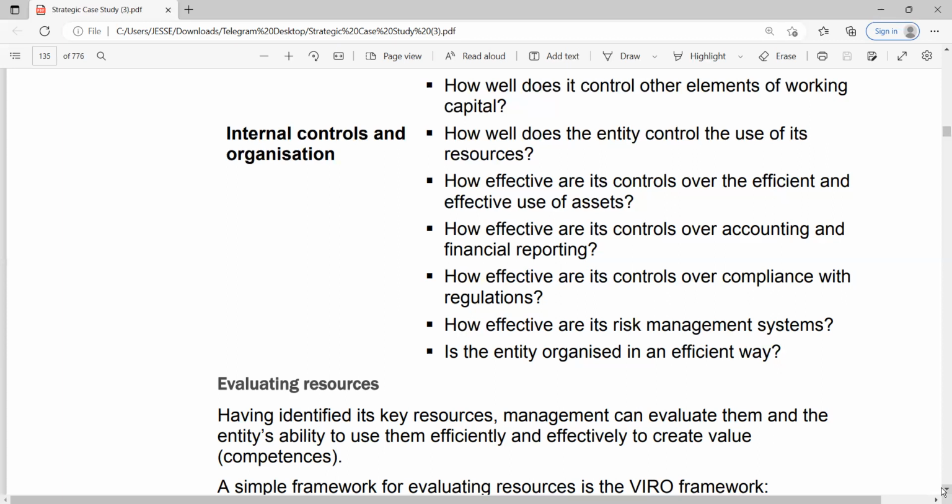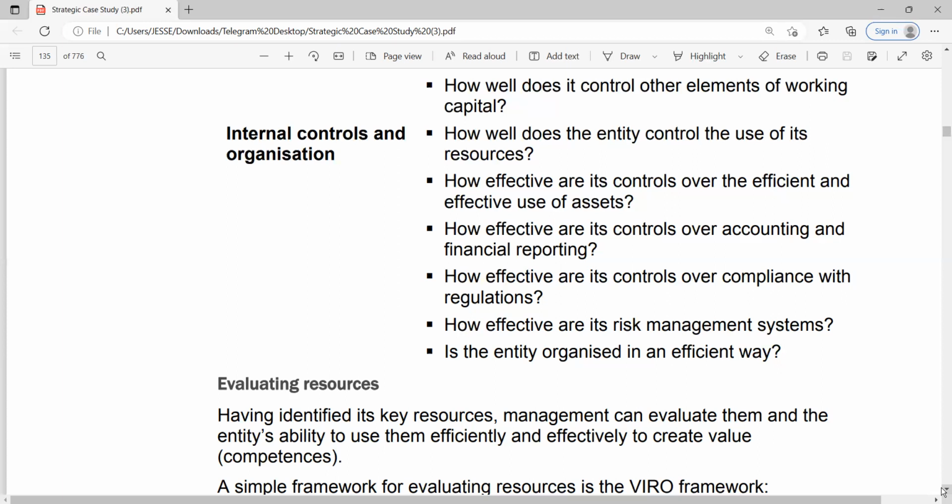So these are things you'll be thinking about around internal controls and organization. How well does the entity control the use of its resources? How effective are its controls? How effective are its risk management systems? How well is the entity organized? Is it organized in an efficient way? These are questions that you would want to ask yourself. Very important.